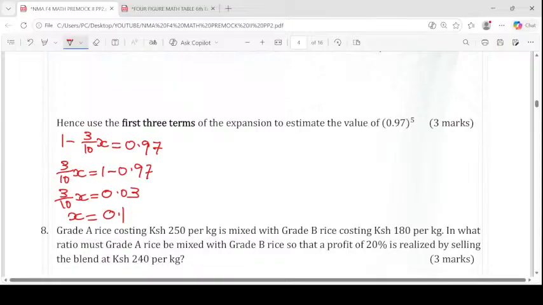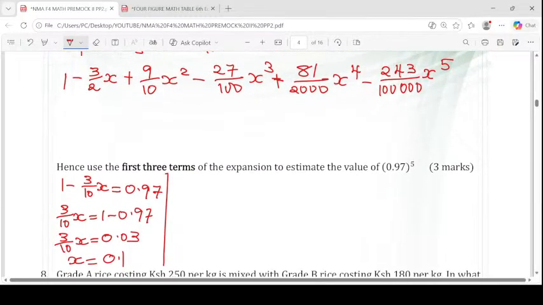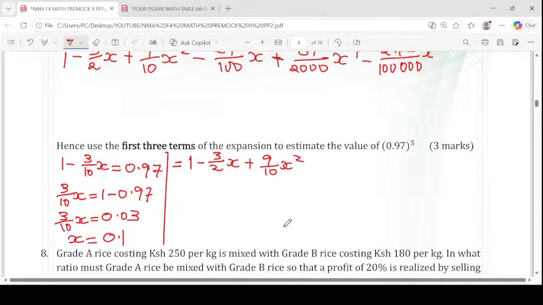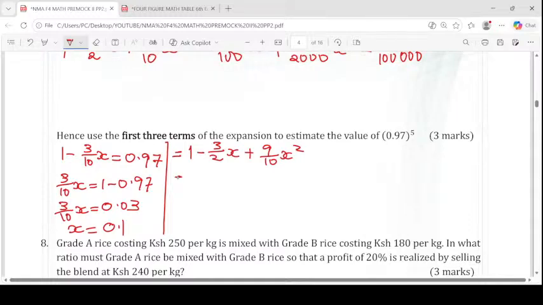Our x is 0.1. After getting now the value of x as 0.1, remember, when they say the first three terms, they are simply referring to 1 minus 3 over 2x, then plus 9 over 10x squared. Those are the first three terms. When you substitute x now into this equation, we are going to have this as 1 minus 3 over 2 into 0.1 plus 9 over 10 into 0.1 squared.